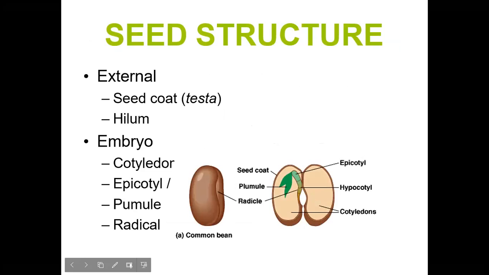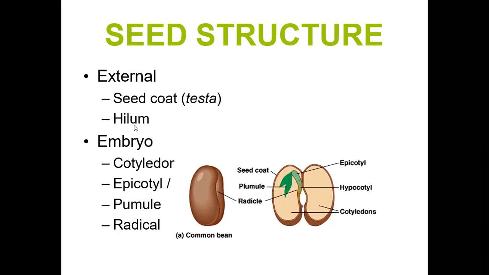Okay, then look here, seed structure. Mainly, what are the different parts inside seed? Externally, there are mainly two parts, seed coat. Seed coat means outermost covering. Small, thin layer is present outside the seed, that is seed coat.